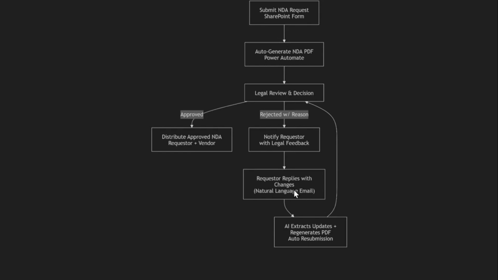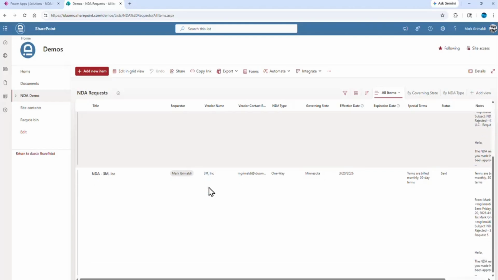From there, the requester can simply reply to the email using natural language. AI picks that up, extracts the intent and updates, and resubmits the request for approval automatically.